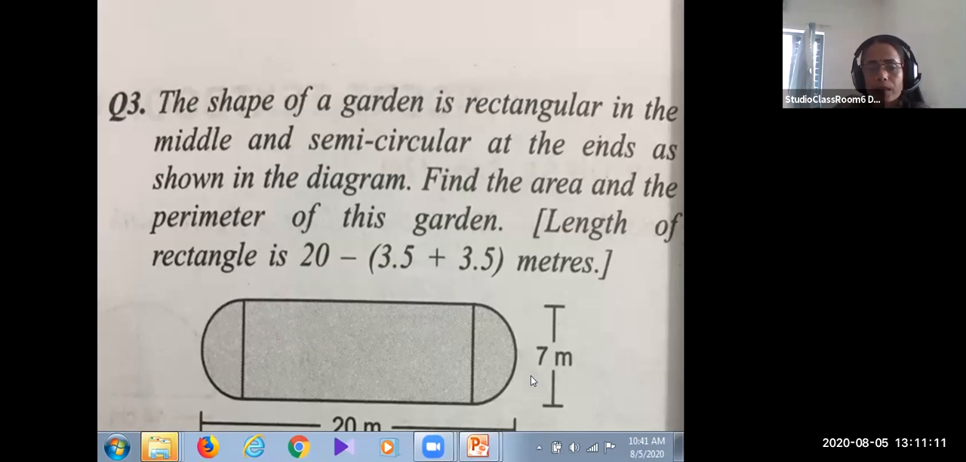The shape of a garden is rectangular in the middle. What is the area of a rectangle? A into B. Okay, good. And the area of the semicircular ends. Semicircular means it is half of a circle. Two semicircular portions are there at the ends.